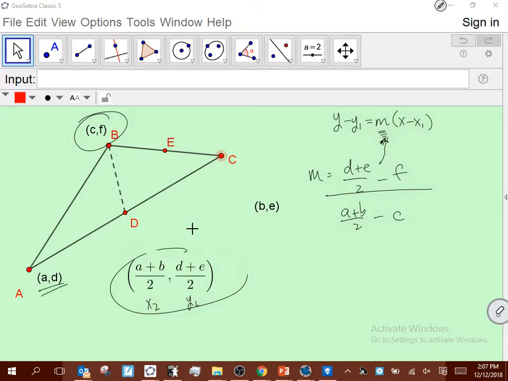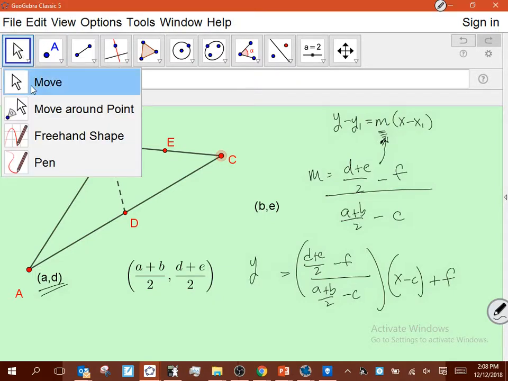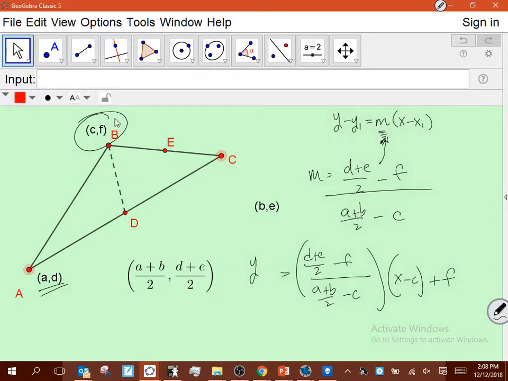Okay. So when I write my equation, it's going to be y minus y1, which is F, equal to m, which now is (D plus E over 2 minus F) over (A plus B over 2 minus C), times x minus x1. Well, x1 was C, right? So x minus C. Now, if I wanted to solve for y, can I add F to both sides? Okay, now this is ugly. That is a formula, and we'll do a specific one here to show that this does make sense.